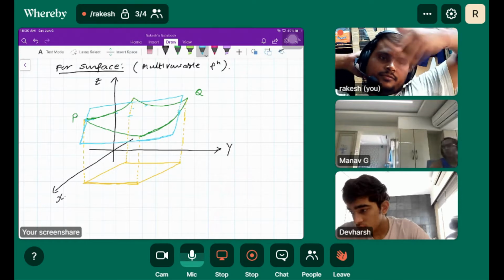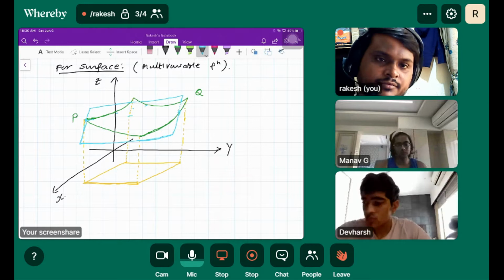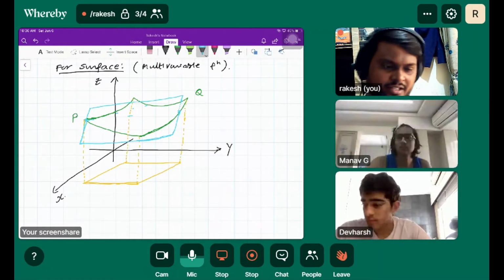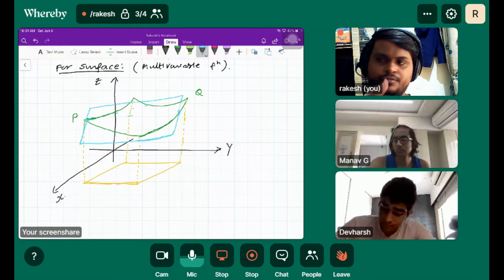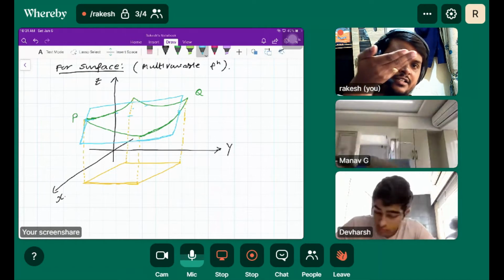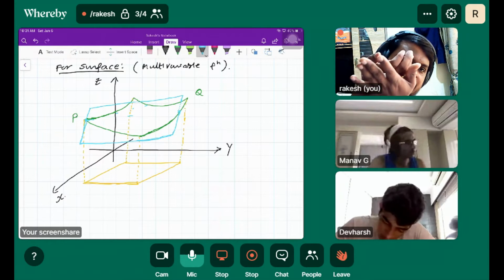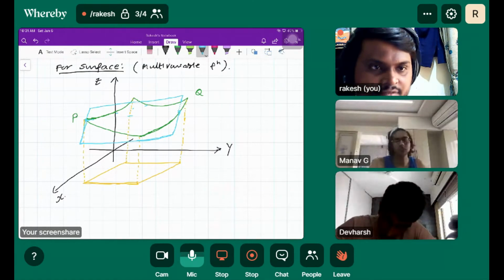Is it visible now? Yeah. Okay, we just imagine the thing. Or you can have something in your hand to imagine, like this, and a plane like this, so that you can imagine that the tangent plane is drawn on a point on the surface.